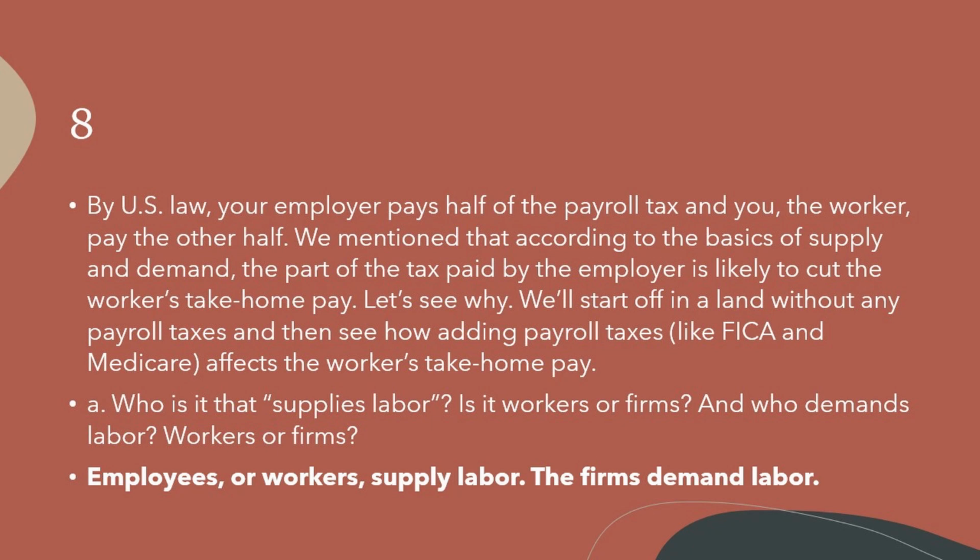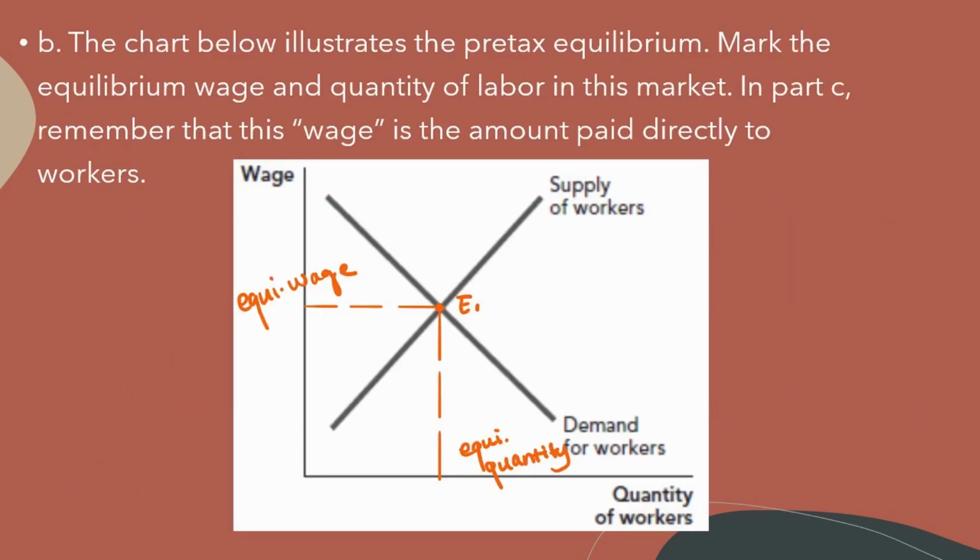For question 8, we're interested in seeing how enactment of a payroll tax will affect employment as well as wage. So in this case, we're looking at the supplier of labor, who are the employees or workers, and the demand in this case will come from the firms. For part B, we want to illustrate the pre-tax equilibrium point. And so here the equilibrium point is going to be the intersection of supply of workers and the demand for workers. So here we marked with an orange dot the first equilibrium point, where it indicates the equilibrium wage and the equilibrium quantity. And that is all before the enactment of the tax.